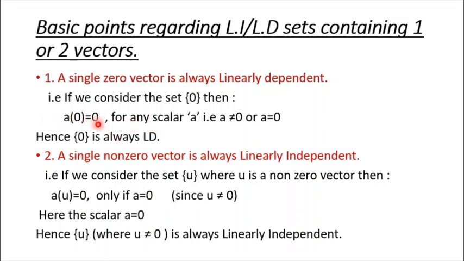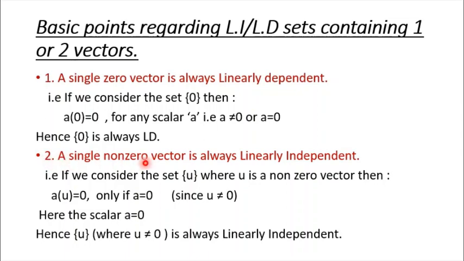That is, this is 0 for any scalar a, whether a is not equal to 0 or a is equal to 0. What do you mean by that? This vector equation has a zero solution and also a non-zero solution. Whenever you get non-zero scalars, then that set of vectors will be linearly dependent. So if you have a singleton set, a set having a single vector, that too the zero vector, then that set is always linearly dependent.